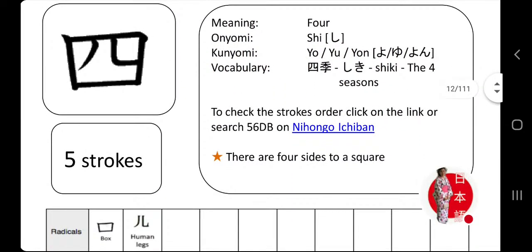Next, we have 4. Okay, but 4, we have 5 strokes. So for 4, that is read as shi. And then for Japanese reading, which is the kunyomi, we have yo, yon. For vocabulary, we have shiki, which means four seasons.